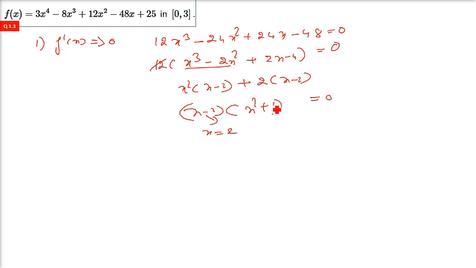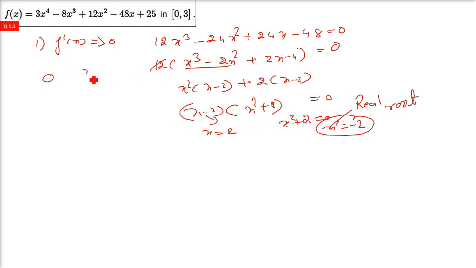X square plus 2 is equal to 0, that means x square equals -2. This second factor is not going to give you any critical point, because x square plus 2 can never be equal to 0. It can only be 0 when there are no real roots. There can be complex roots, real and imaginary, but we are not going to deal with this right now. X square cannot be equal to -2 in this case. We are only left with x equals 2 here.